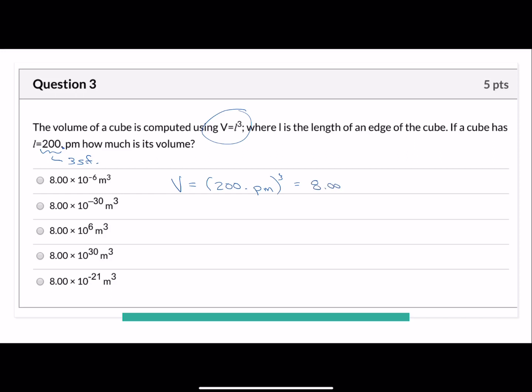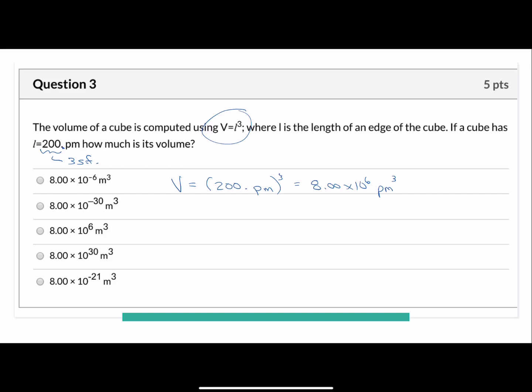Again, I've got to have three significant figures multiplied by 10 to the 6th picometers. And don't forget, they're cubed now. So I've cubed not only the number 200, but I've also cubed the picometers. So I have picometers cubed.